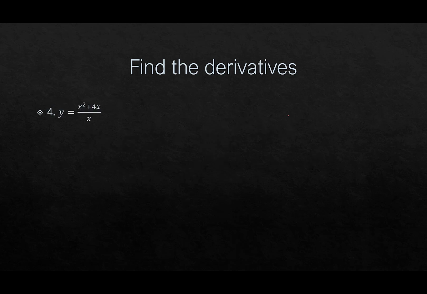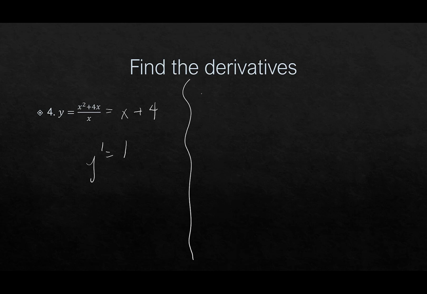The fourth one says x squared plus 4x divided by x. So you could do the quotient rule here, but I'm not going to. What I'm going to do instead is notice this x on the bottom is a monomial, and I could divide. x squared over x is x. 4x over x is 4. So I could simplify it before I take the derivative. That way y prime is 1.